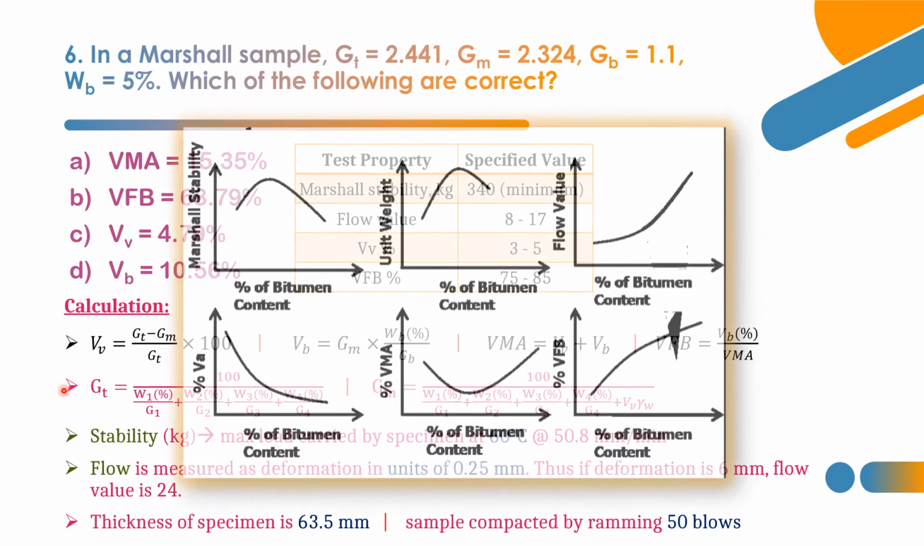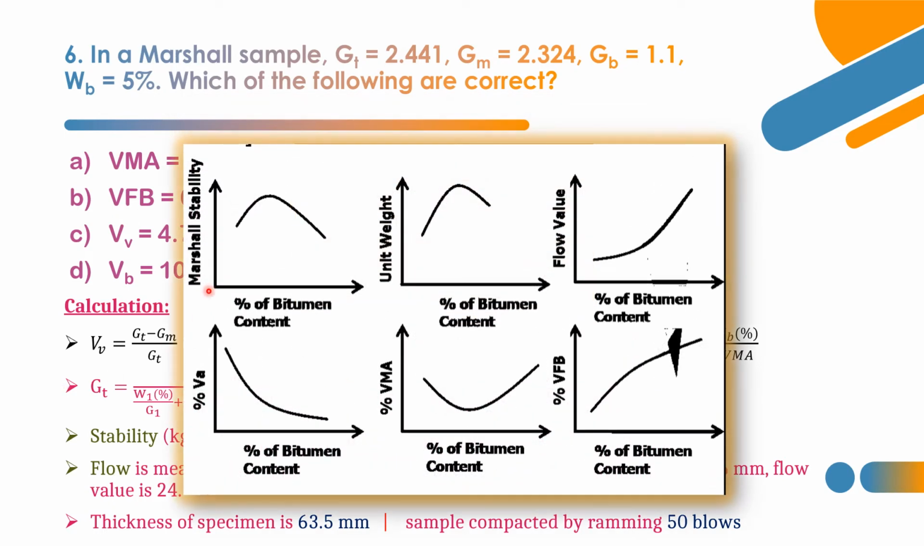Now we shall see the graphs, 6 graphs regarding stability, flow value, VMA, VFB, VA with respect to percentage bitumen content. So stability versus percentage bitumen content shall be like this. It is rising and getting an optimum value, and then it is decreasing. So likewise, it shall be varying with respect to percentage of bitumen content. Just pause the video and refer to this graph so that you can get an idea how every parameter is varying with respect to percentage of bitumen content.